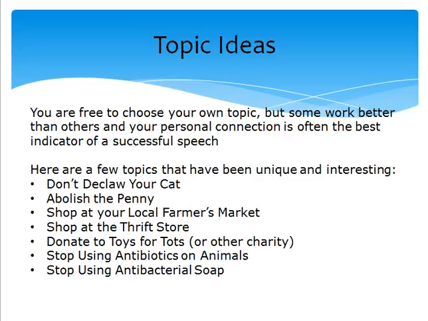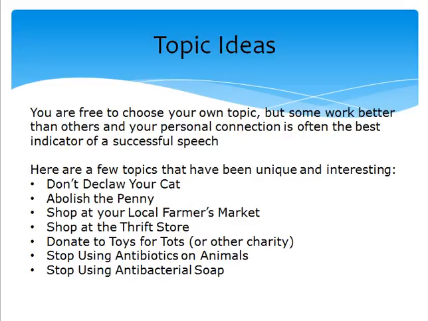Shop at the thrift store. Maybe do a donation. I had a student donate to Toys for Tots. This was during the fall semester. We were coming into the holiday season. It's something she had participated in for a long time. Her father was a Marine. So again, strong personal connection, and she did a real nice job of explaining why we should donate a toy to Toys for Tots. Stop using antibiotics on animals, or stop using antibacterial soap.